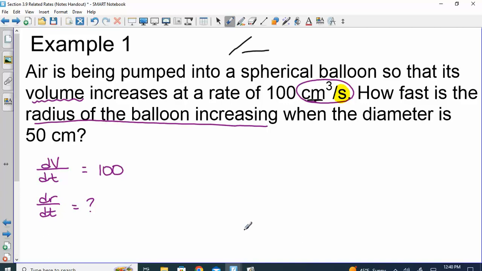That's my question. Then I gave you the diameter. What's diameter helping me find? Radius. If the diameter is 50, what's my radius? 25. Is everybody okay so far?